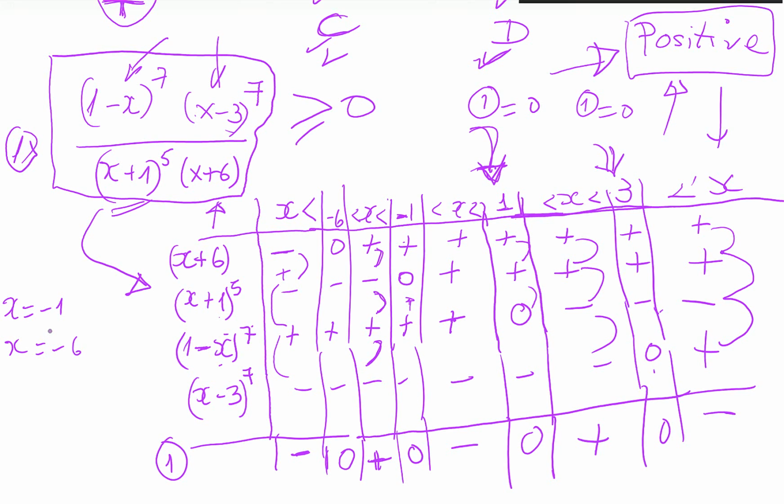So in reality, this expression for -6 doesn't exist, because of the divisor, and for -1 it doesn't exist because of the divisor. But here, because these roots are of the numerator, the expression gives 0, and the same at x equal to 3.